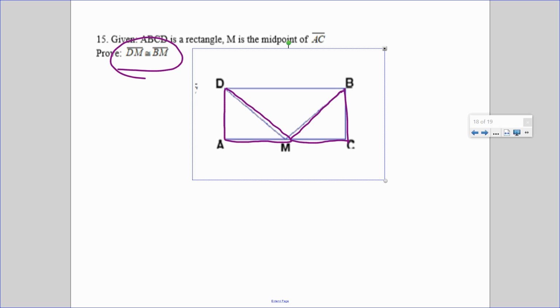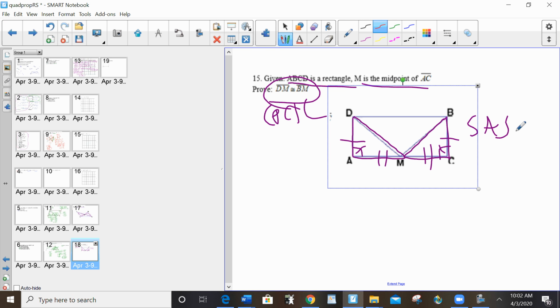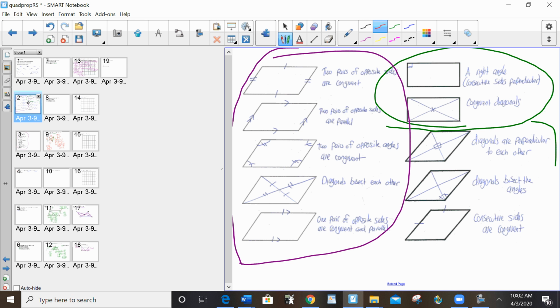It's giving me that ABCD is a rectangle. What property of the rectangle is going to help me with my triangles? Well, there are 2 in this particular example. A rectangle has opposite sides congruent because that's one of the parallelogram properties. A rectangle also has congruent right angles. M is the midpoint of AC. A midpoint creates 2 congruent segments. I have side, angle, side. I can then state what they want me to prove: CPCTC. Again, refer to the key. I'm not going to write the whole thing out. So that's it. Practice. It all comes down to knowing your properties.